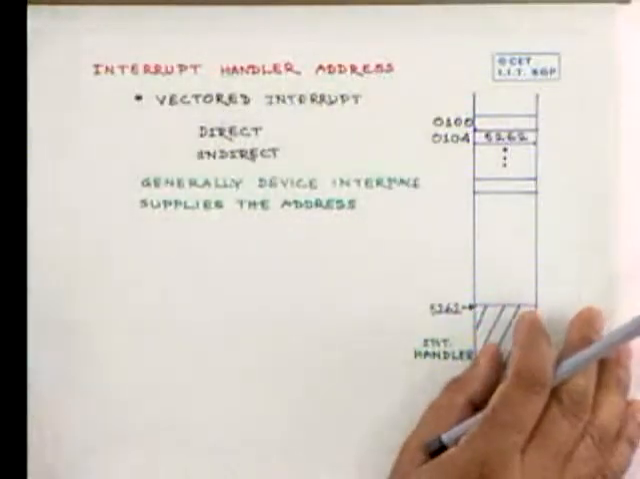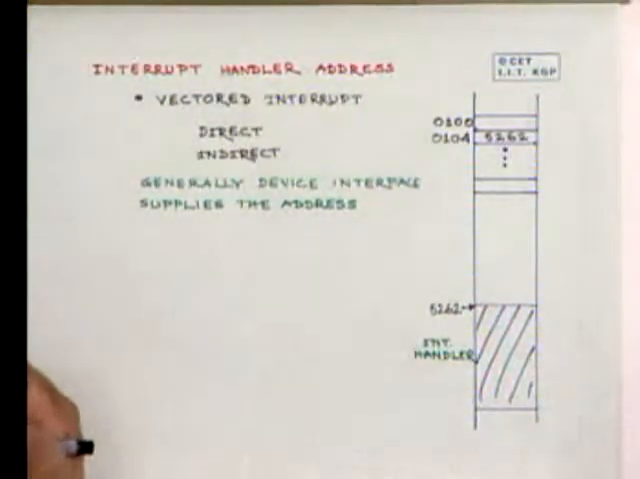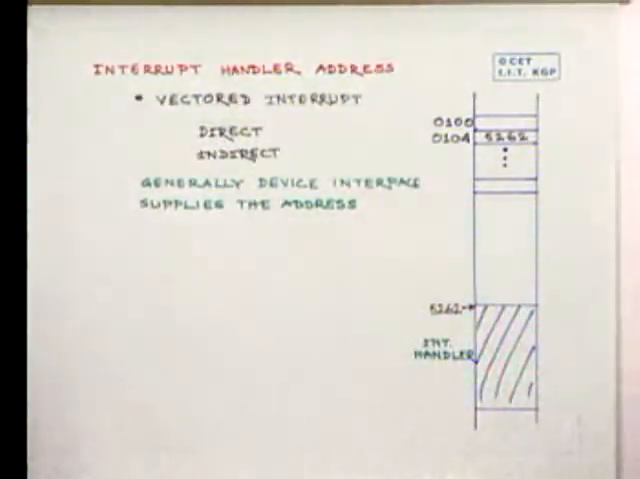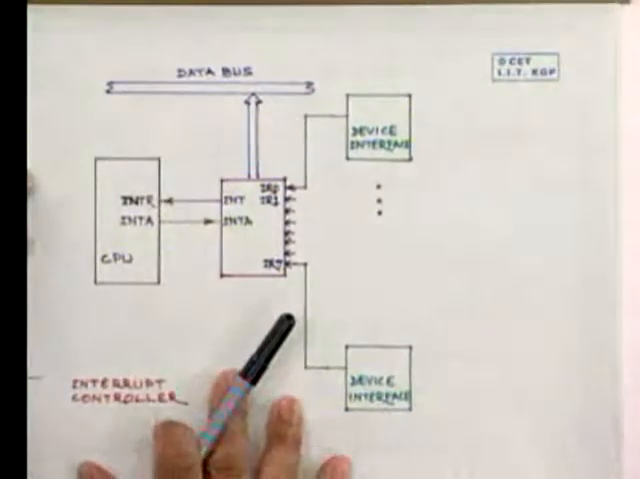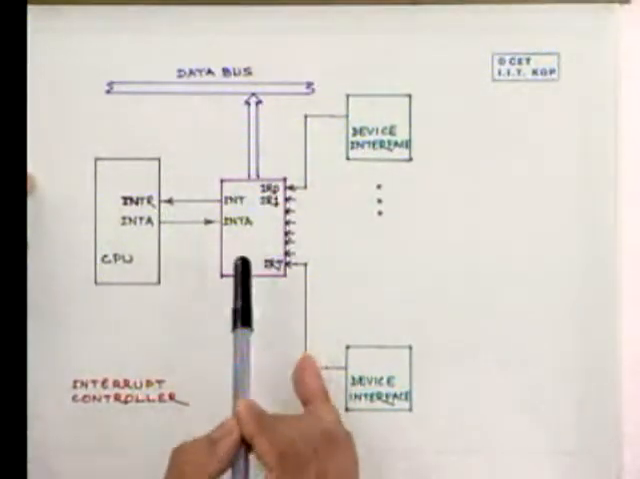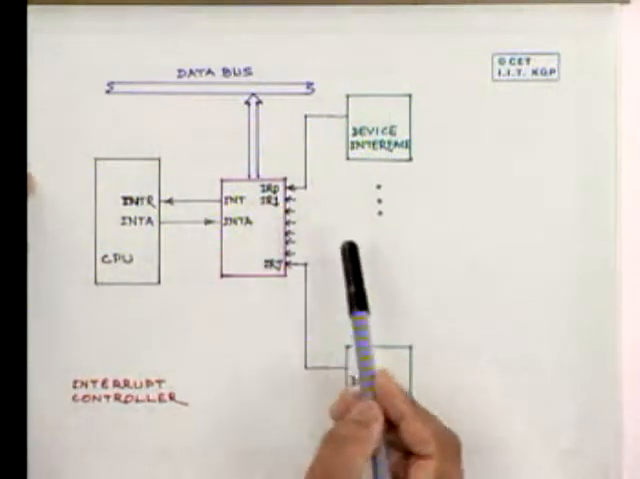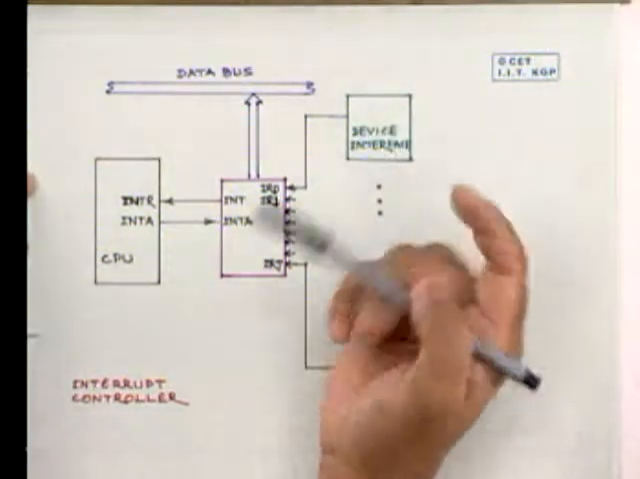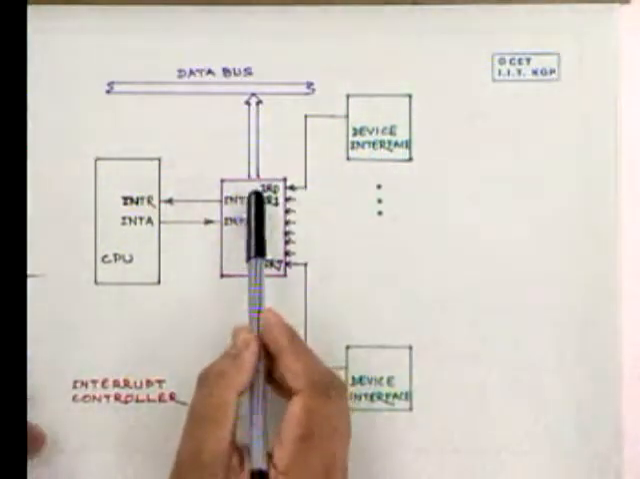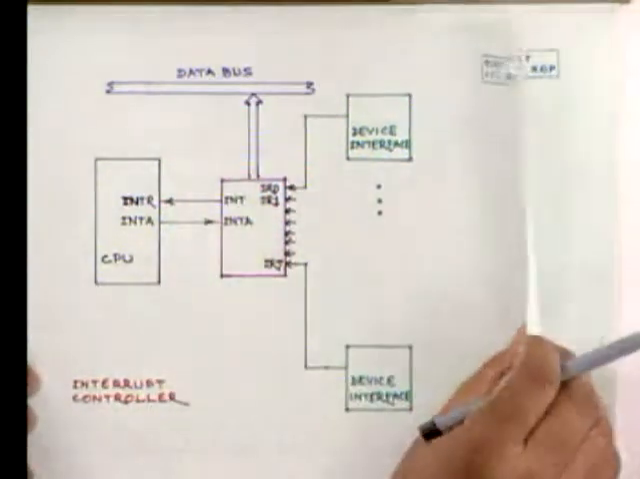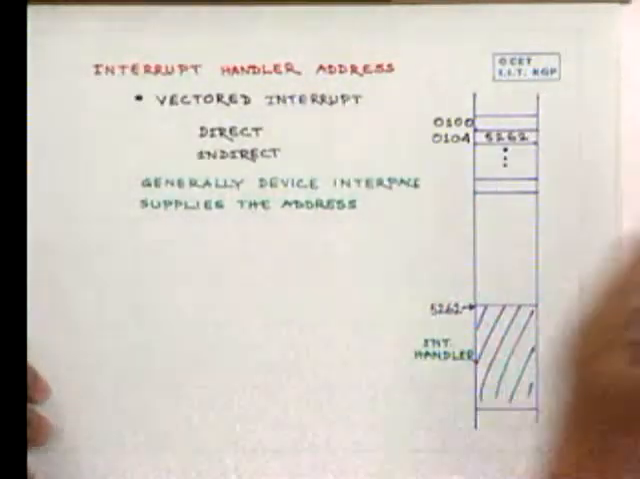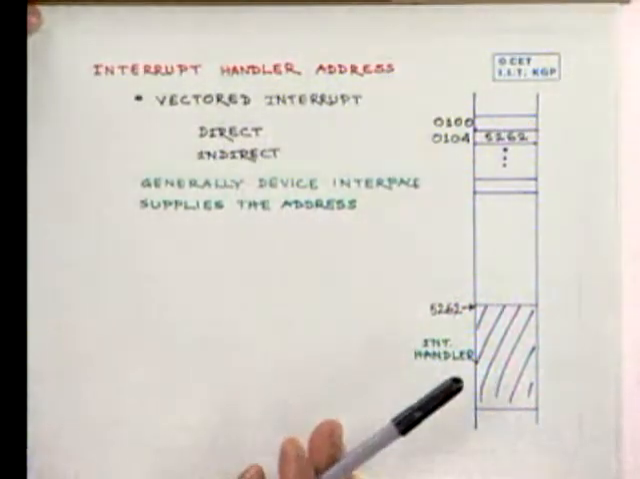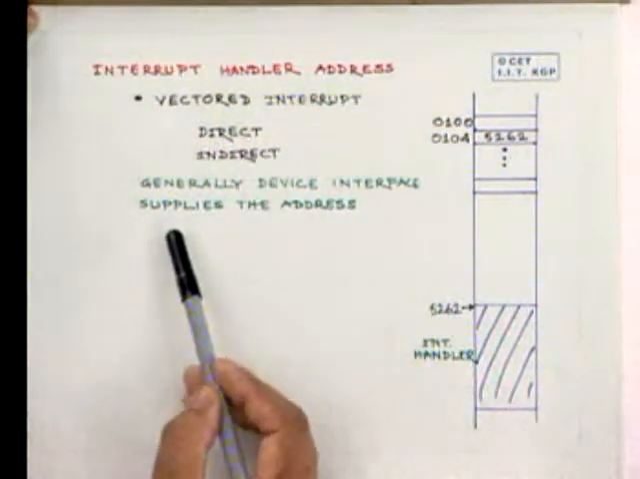Let us now elaborate a little bit on interrupt handler addressing. We are saying that this is a vector interrupt. By vector interrupt we mean that the controller, or the device interface if there is a single device, puts the address of the interrupt handler on the data bus. Now, this can be direct or indirect.